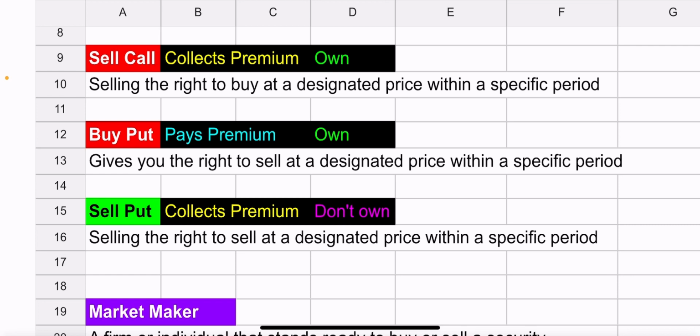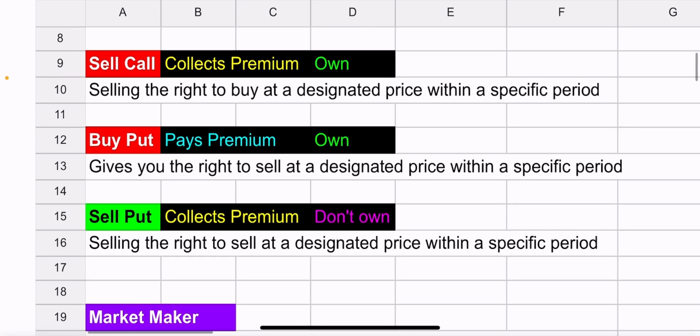So let's go with the example again. Tesla's 220 still, right? And you think it's just going to tank. So you're like, you know what? Let me buy a put for a 210 strike in 6 months. So if Tesla tanks and goes to 150 in 6 months and you bought that put, guess what? You get to sell your shares at the 210 strike that you chose. If in 6 months Tesla stays above that 210 price, then the only thing you lost is the premium that you paid out.